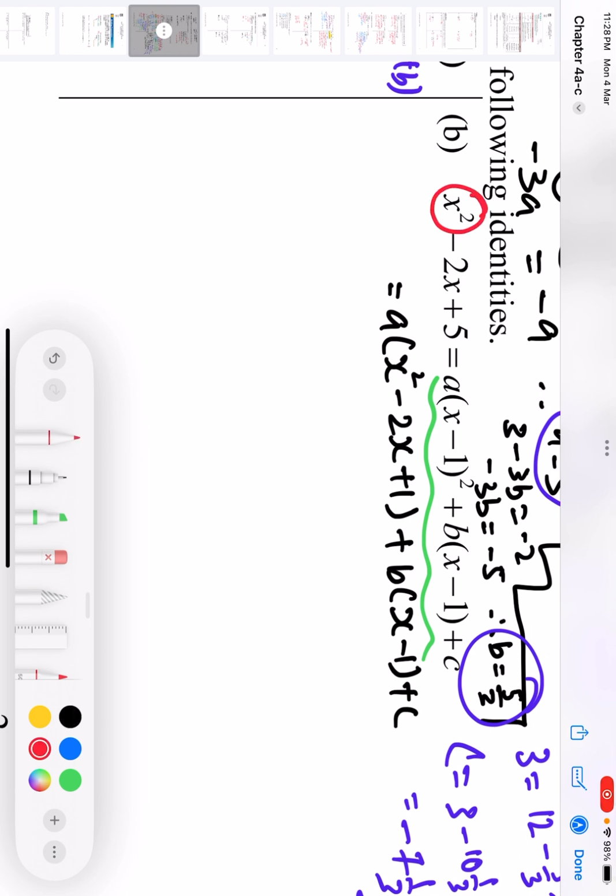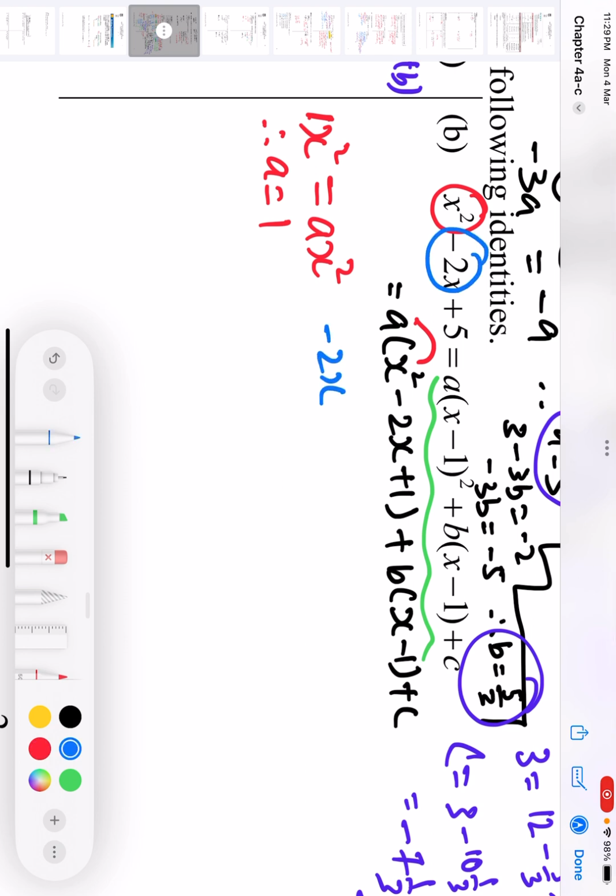Compare coefficients time, x squared. So which one gives me x squared? Obviously, it's going to be ax squared. Over here, I do not get any more x squared, because anything I multiply over here doesn't give me an x squared. Likewise, if I multiply these two, it also doesn't give me an x squared. So I know, therefore, a is equal to 1. Okay, so I know that a is equal to 1 over here. How about the next one?